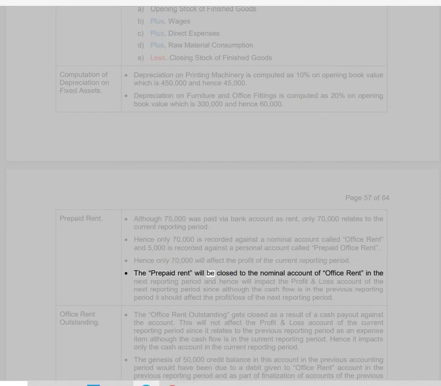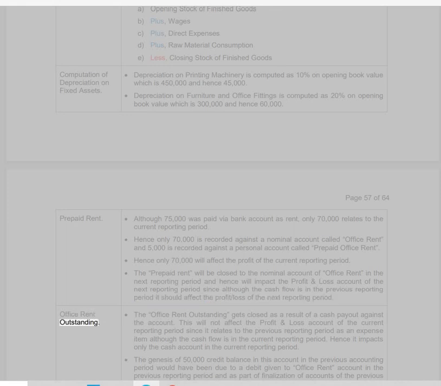The prepaid rent will be closed to the nominal account of office rent in the next reporting period, and hence will impact the profit and loss account of the next reporting period, since although the cash flow is in the previous reporting period, it should affect the profit or loss of the next reporting period.